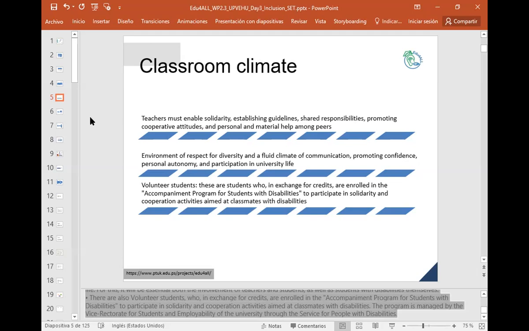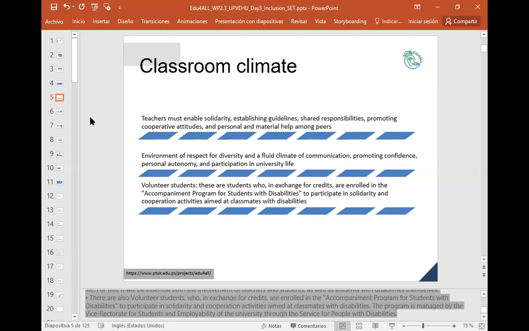Achieve in the classroom an environment of respect for diversity and a fluid climate of communication, taking into account the circumstances and needs that each student may present, promoting their confidence, personal autonomy, and participation in university life. For this, it will be essential both the involvement of teachers and students, as well as students with disabilities themselves.